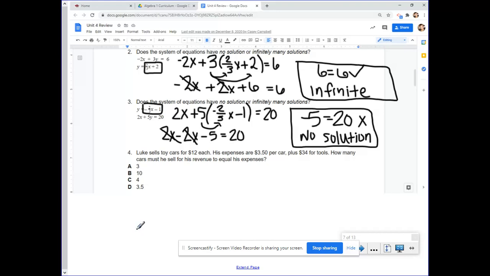Luke sells toy cars for $12 each. So my first equation is all about the revenue. He's making money on these cars, $12 per car. That's my first equation. But he also has expenses because to make these cars, it costs money. You don't just show up with a car without having to pay for anything. So y equals $350 x, and then apparently he had to buy a one-time thing to actually make the stuff. He had to get certain tools to do that. So those are my two equations.